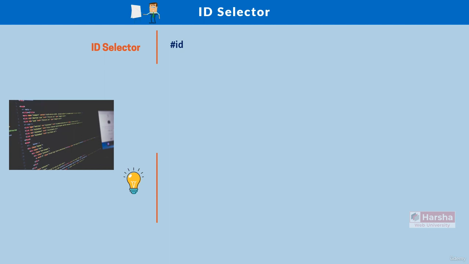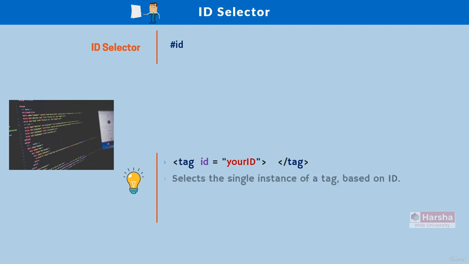Anyways, in this lecture we are going to understand the ID selector only. So hash is the symbol of ID selector. First we have to give ID for the particular tag by using ID attribute in the particular tag. Then you will select the same by using the ID selector, that is hash ID, in CSS. The ID must be unique in the web page, so the ID selector will always select a single instance of the particular tag.